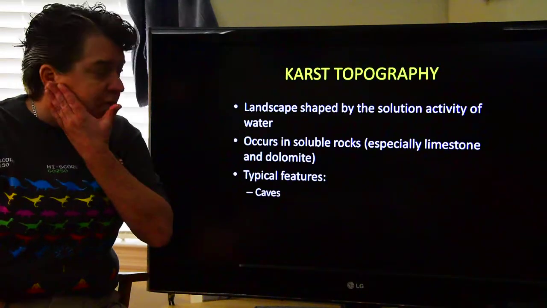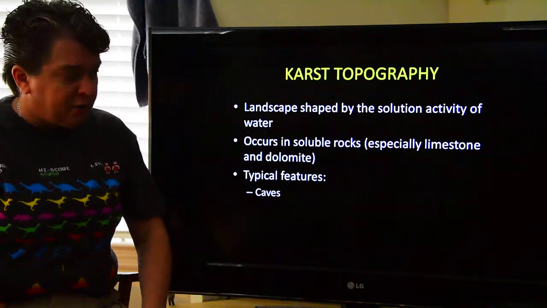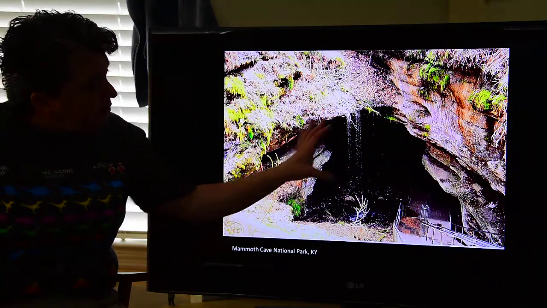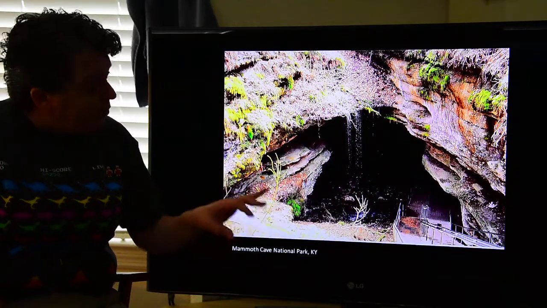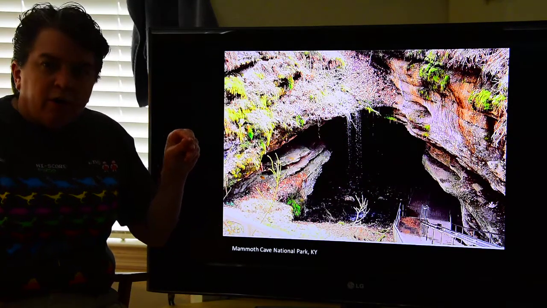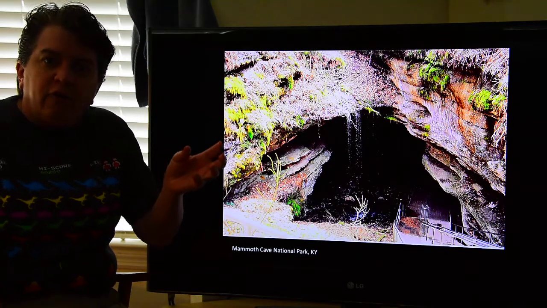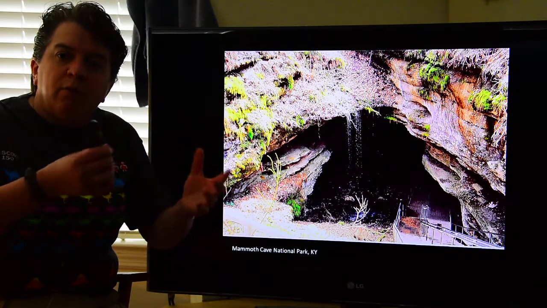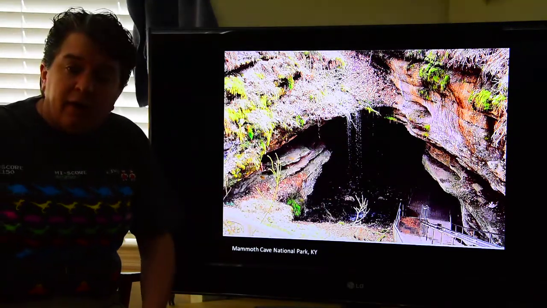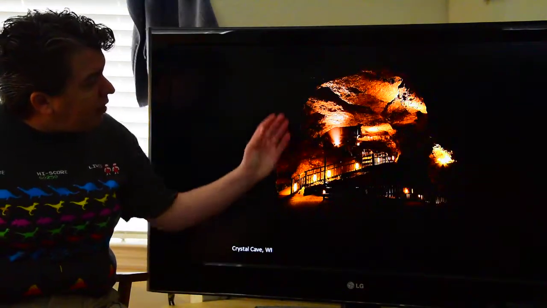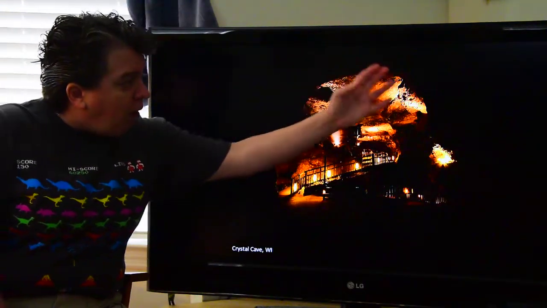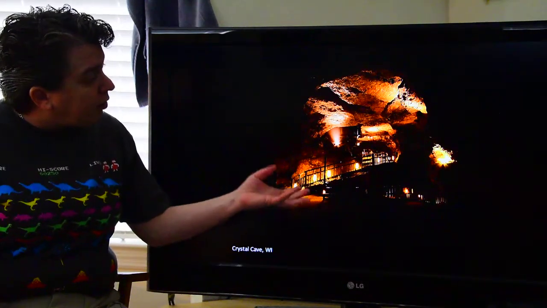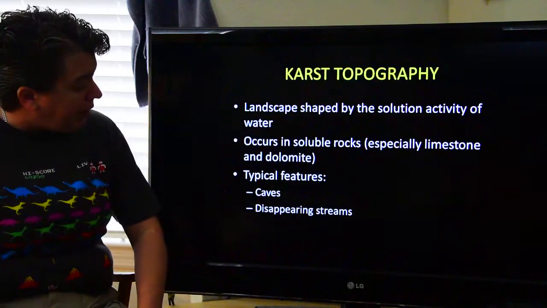Typical things that you're going to see in an area of karst topography are caves, like Mammoth Cave here. This was all limestone once upon a time, and the groundwater flowed along little cracks and little openings in that limestone and dissolved more and more of that limestone away, creating the cave. This is another cave, in Wisconsin, but all of this space that's open now was once rock, and water dissolved that rock away.